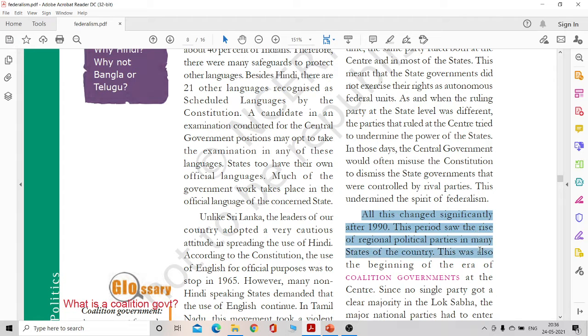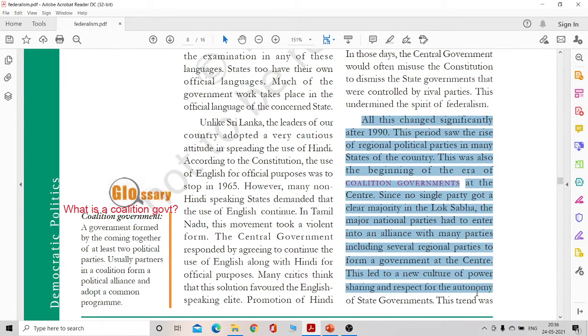This period saw the rise of regional political parties in many states of the country, and this was the beginning of the era of coalition government, where no single party got a clear majority. And many parties together would have to form a coalition government. In this way, a single majority party's power was shared with many regional parties. So it facilitated a new culture of power sharing. And this, of course, is another way of strengthening the federal system.